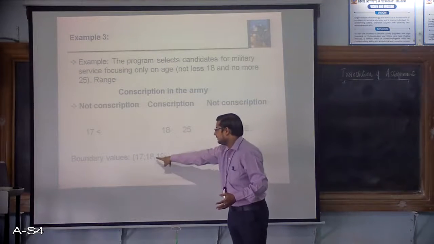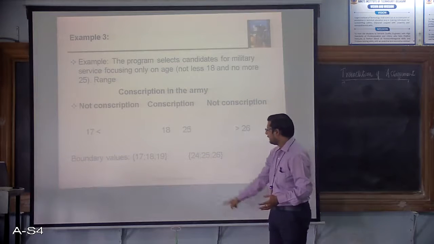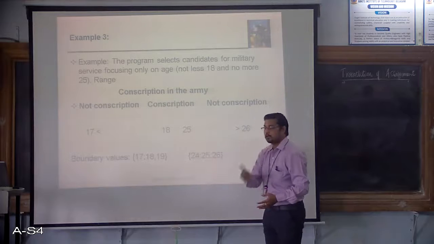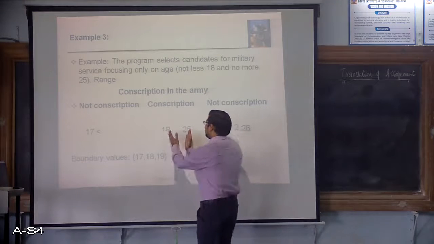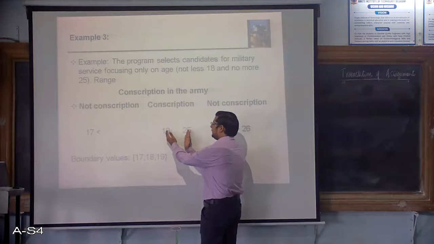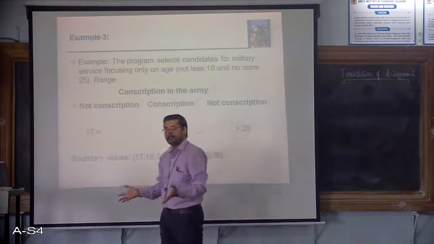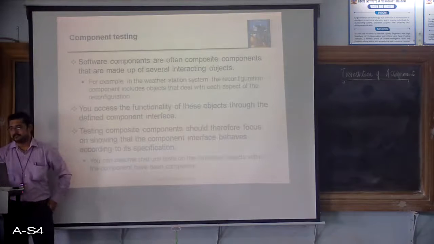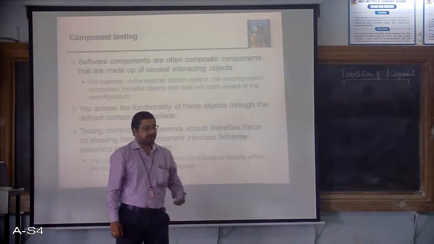For 18 as the value: minimum minus 1, minimum plus 1. For 25 as the value: maximum plus 1, maximum minus 1. The question is, what are the nominal values? Whatever values lie in between this condition, that is what we call nominal values. These are the correct values you can take from the valid point of view. These are some of the definitions that come under the equivalence partition method.